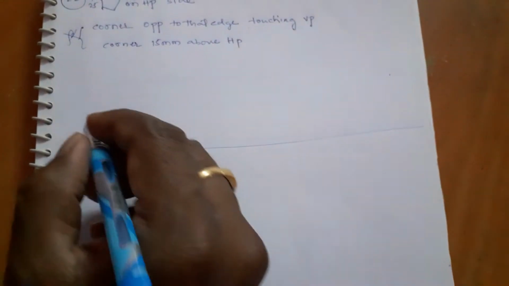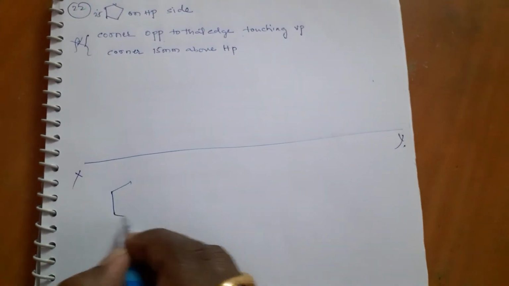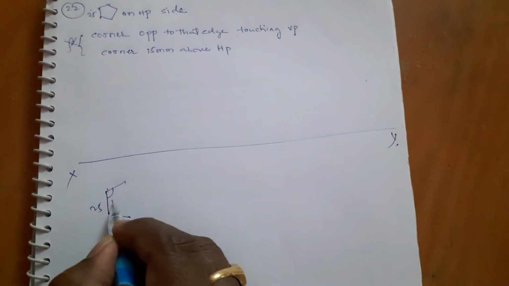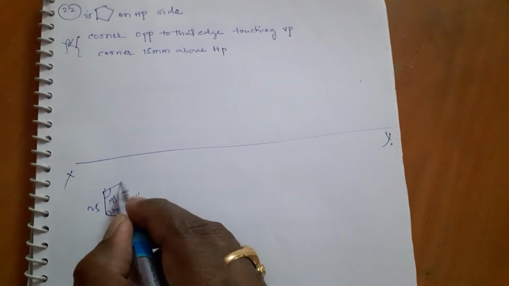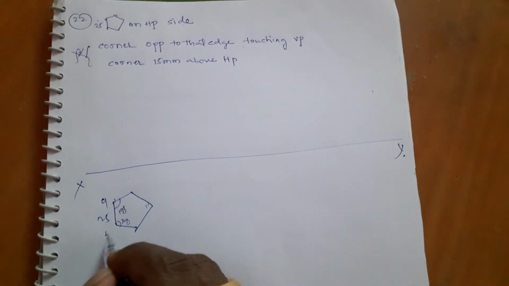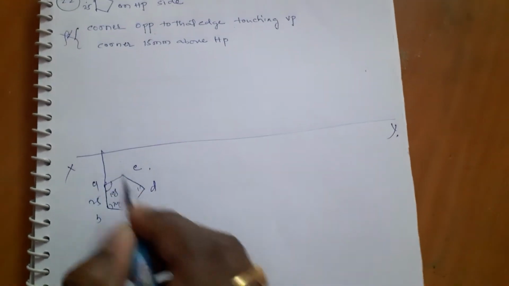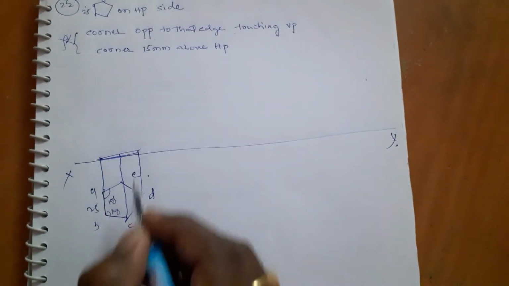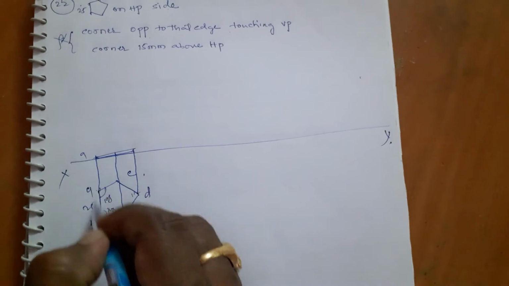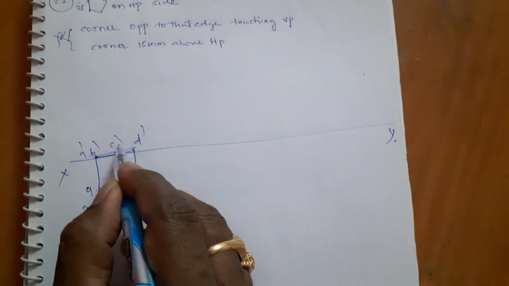Draw the XY line. As you all know, this is 25 mm. From here this should be 108. It is resting on a side, that's why from here cut 25 length: A, B, C, D, E. Take a projection from all the points. Make this one dark. So this is A dash, B dash, C dash, D dash, and E dash.